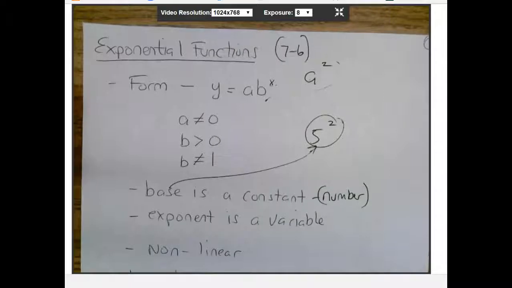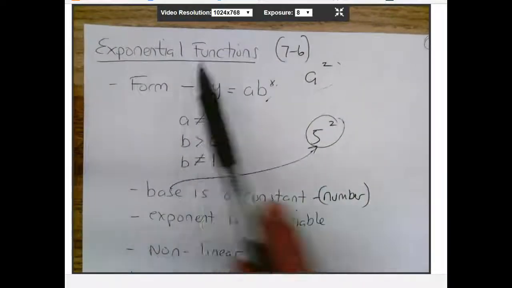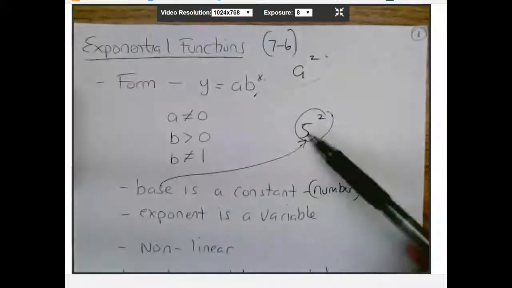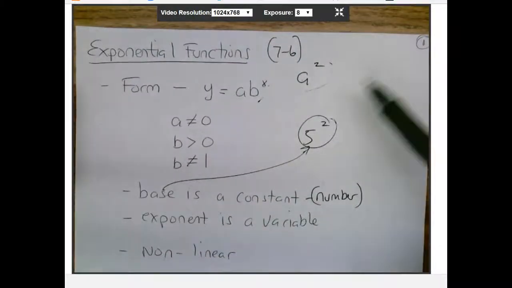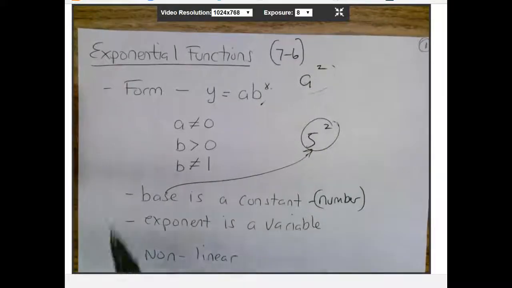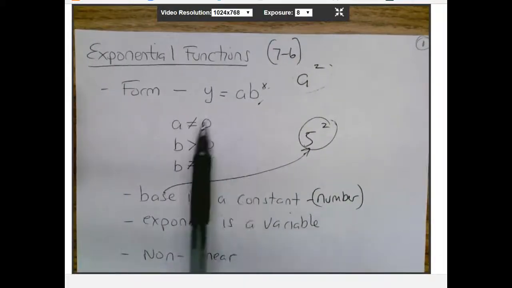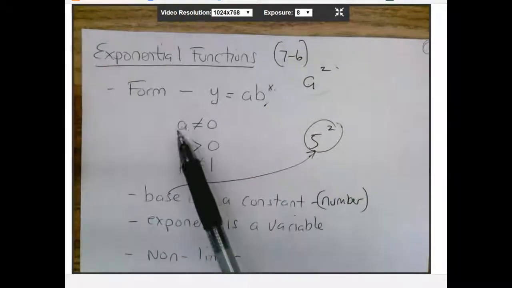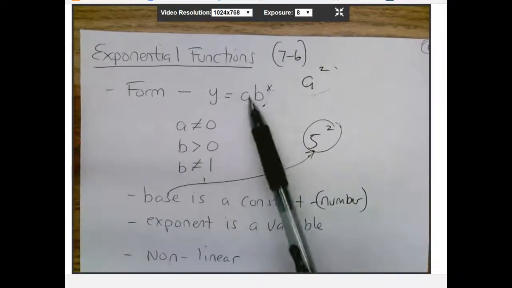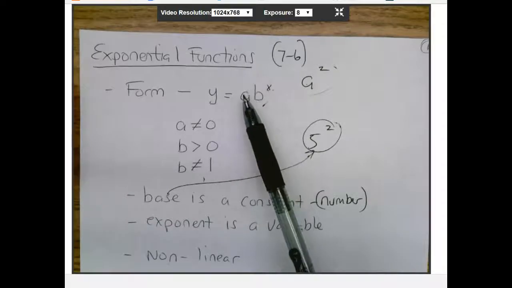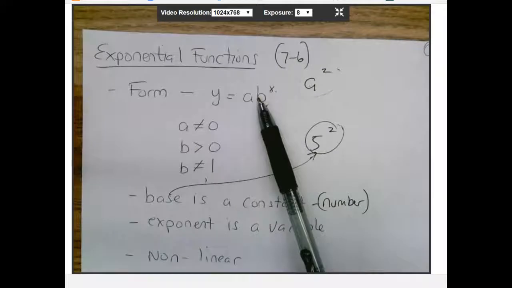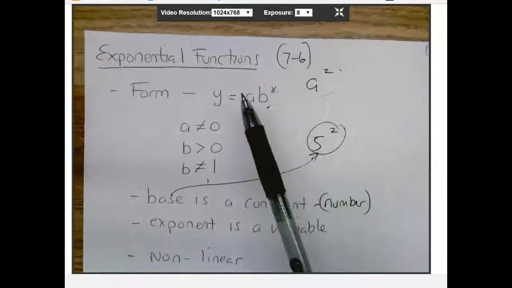than we're used to. When we're talking about exponential functions, we're talking about something with an exponent. So a squared, we could have 5 squared, it could be a to the third, a to the fifth, whatever it is. There are some important qualifiers that have to be true, and one of them is that a cannot equal 0. There can't be a 0 here, because if it's a 0, everything else is 0, and it becomes y equals 0, which is really not helpful.